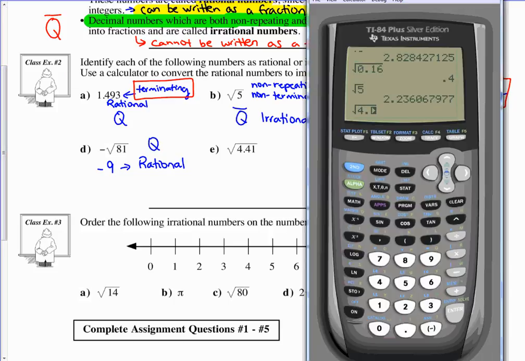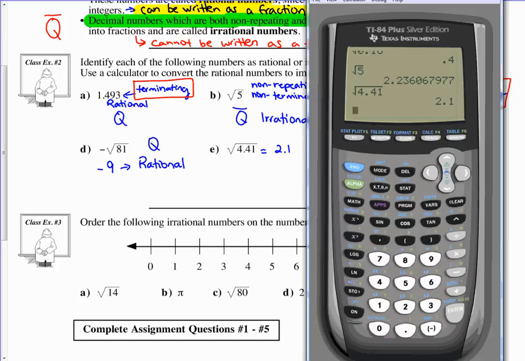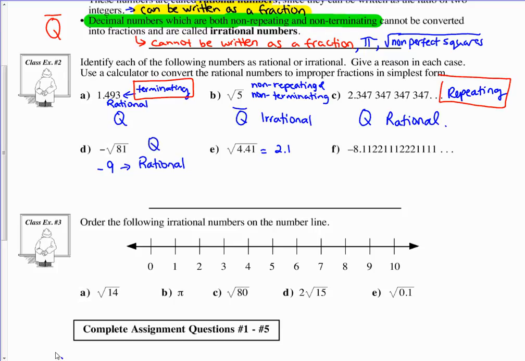The square root of 4.41 equals 2.1. Same thing? Type it in, right? So what type of decimal is that? The number system would be rational. Yeah, you're right, rational. Why is it rational? It's terminating.